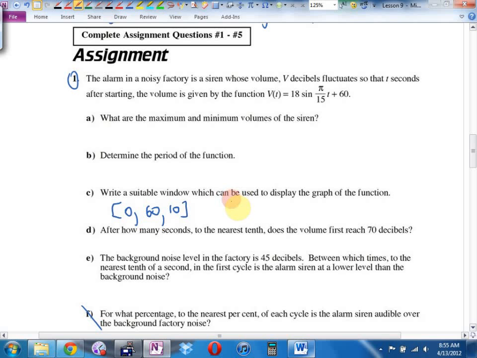Vertically, almost always I'm going to start at 0 unless it goes negative for some reason. I like to see the ground or the beginning, I guess 0 in this case would be silence. What's the vertical displacement? What's the amplitude? I go 60 and 20. I'd probably go to 80. Going to 100 would also be accepted.